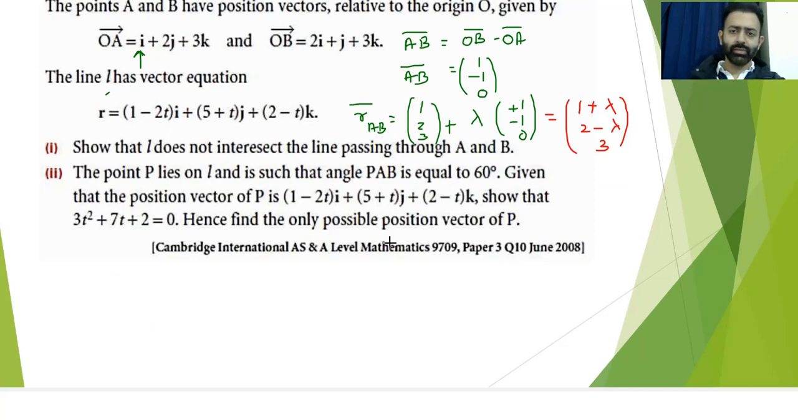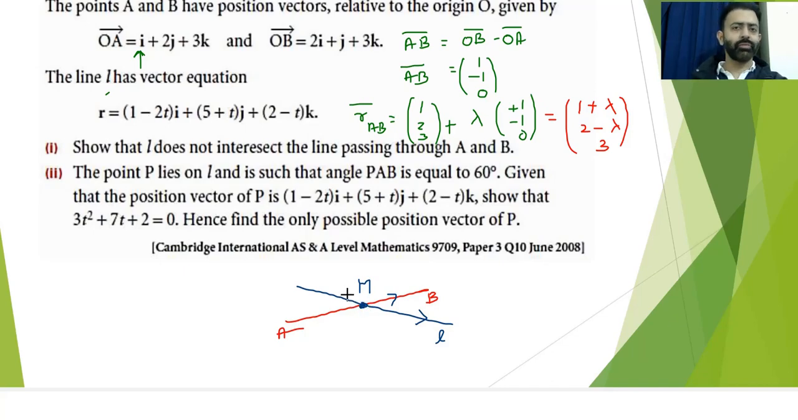So suppose we have the given line AB as this, and the second line L is going through like this, right? And they are intersecting at this point. Let this point of intersection be M. So if these two lines are intersecting, that means their position vector at this point M should be the same.